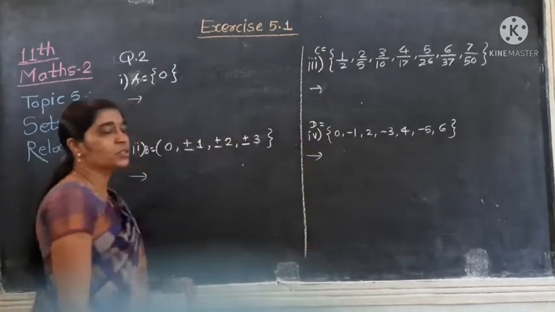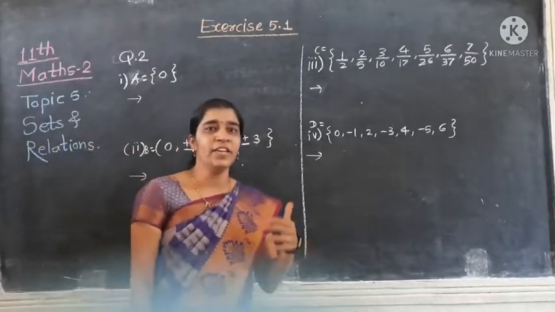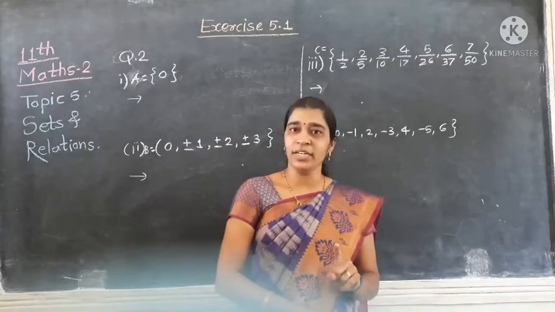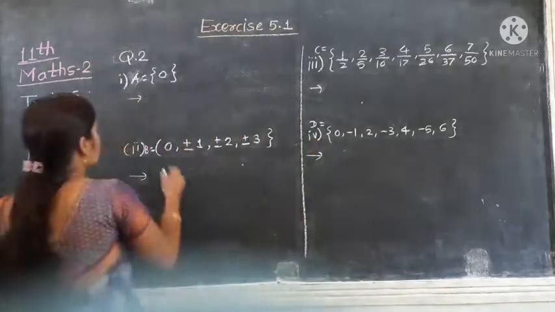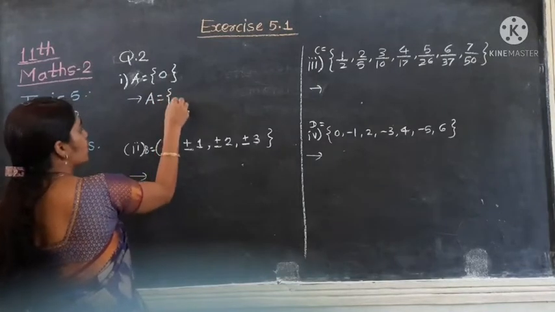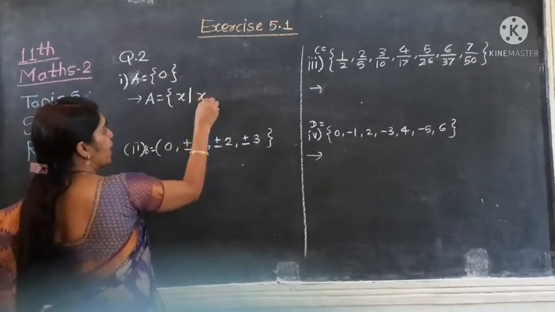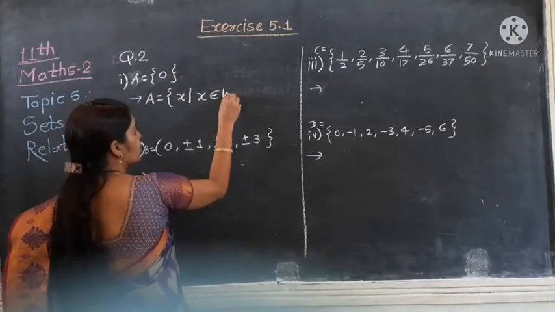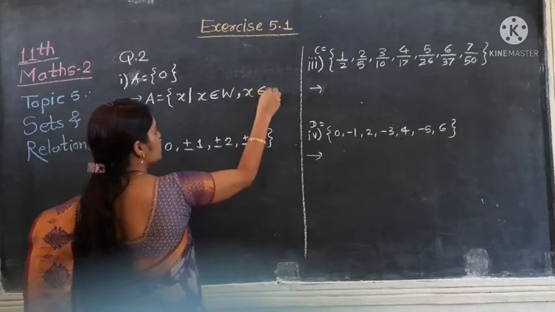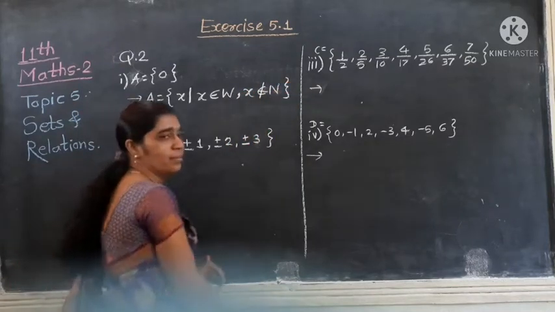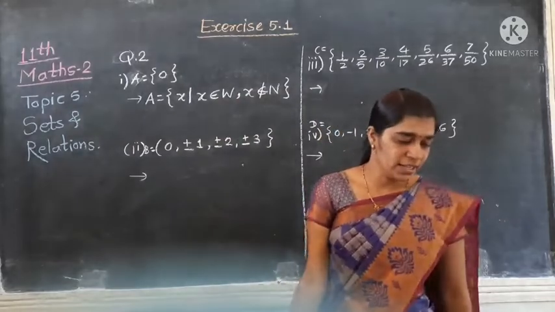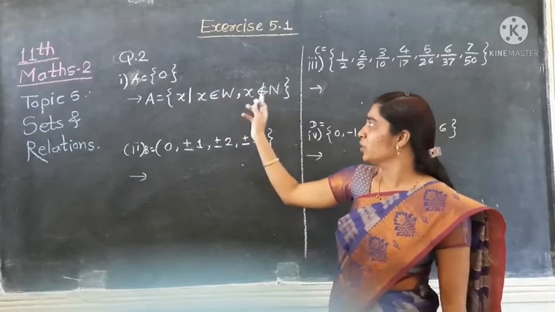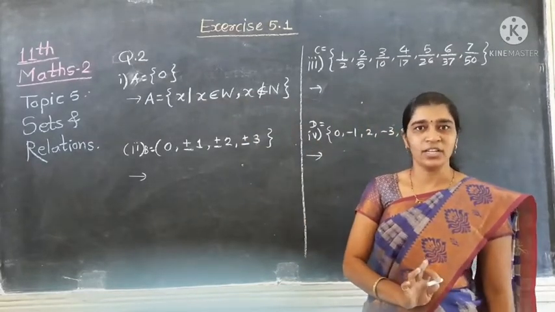So 0, which set contains 0? Does the set of natural numbers contain 0? No. 0 is contained in the set of whole numbers. So we can write here A is equal to the set of all x such that x belongs to the set of whole numbers, but x does not belong to the set of natural numbers. You can write it in this way: 0 belongs to the set of whole numbers, but 0 does not belong to the set of natural numbers.